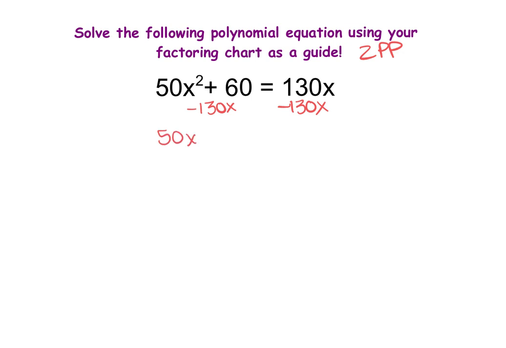Now from here, I need to be careful how I write this. I need to make sure that this goes in descending order. So my x squared comes first, followed by my x term, followed by my constant at the end. So now I have the 0 part of my zero product property.